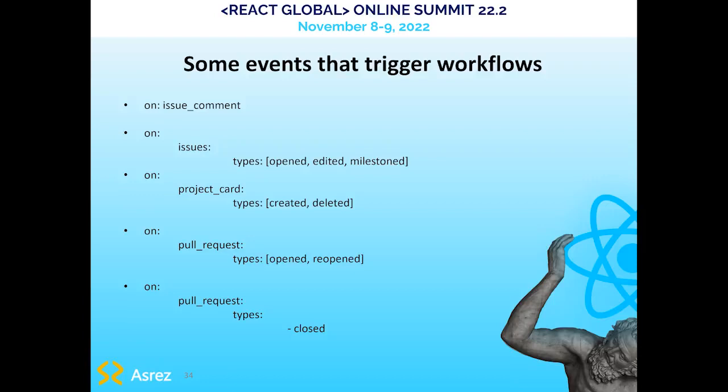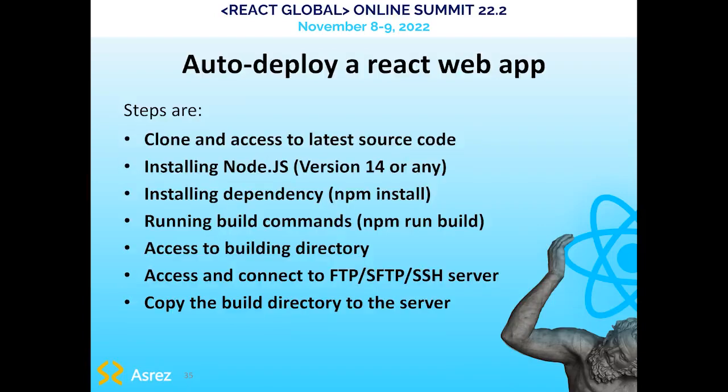Using multiple events. Maybe you want to run a workflow on multiple events. For example, you want to run the workflow after every push into the project and after every fork. You can write your events in the on section. So the workflow will be triggered after every push and fork.